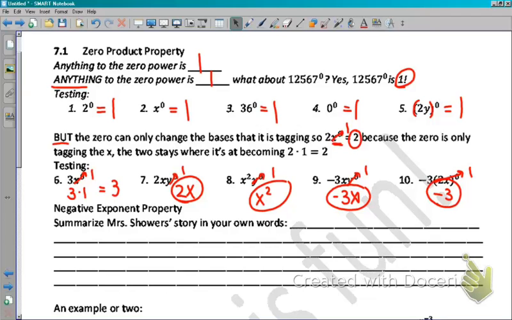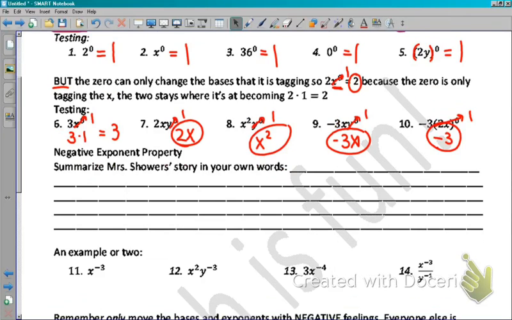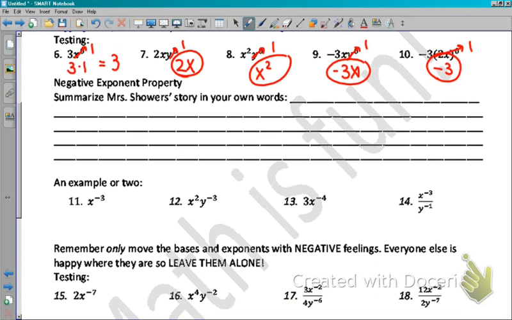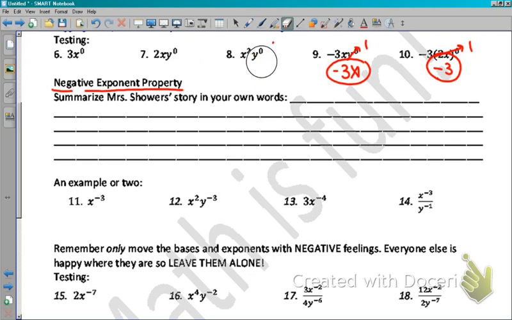All right, guys, we are ready for part 2 of the first lesson here, 7.1. I am going to tell you a story that will help you with the negative exponent property. Now, it is possible to have exponents that are negative numbers. You've not seen them before, unless you've taken algebra before, but they do exist.